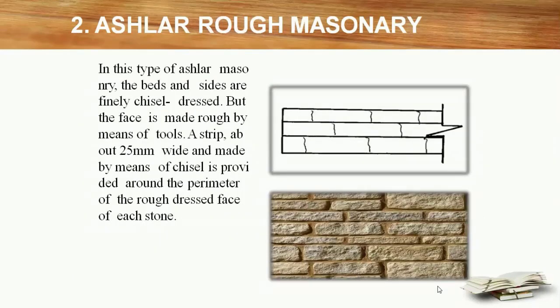Next is the ashlar rough tool masonry. In this case, the bed and the sides are fine chiseled. On the facing side, only a strip of 25 mm wide around the perimeter is chisel finished. The inside facing remains rough dressed. The thickness of the mortar joint may be up to 6 mm. You can see it in the figure also.